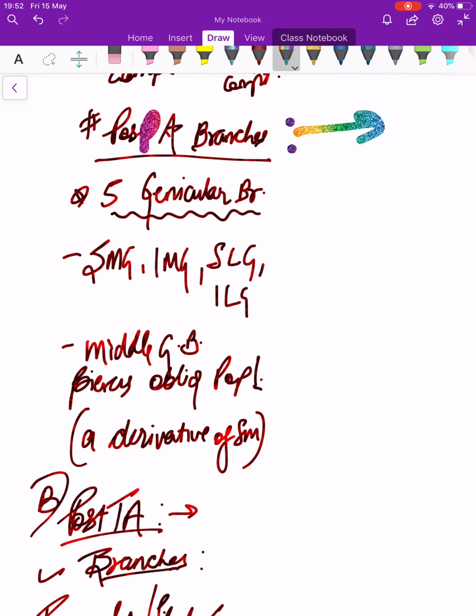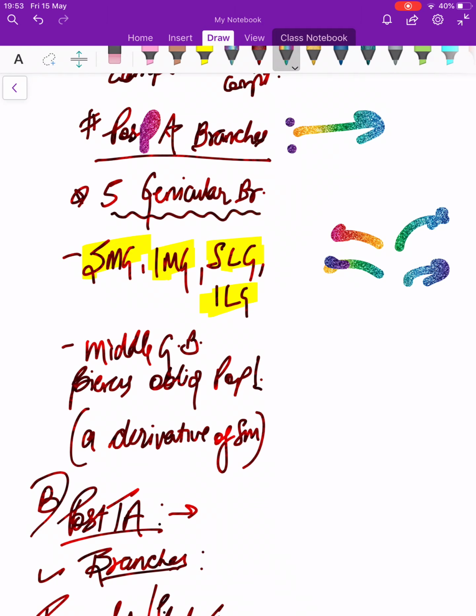superior medial genicular, superior lateral genicular, inferior medial genicular and the inferior lateral genicular. Superior medial, inferior medial, superior lateral, inferior lateral.